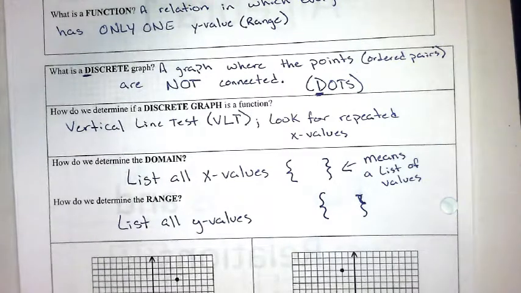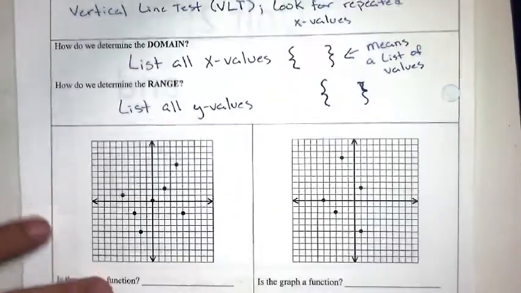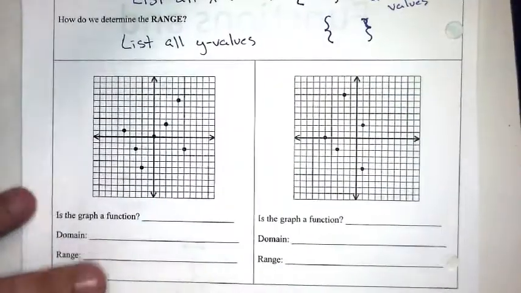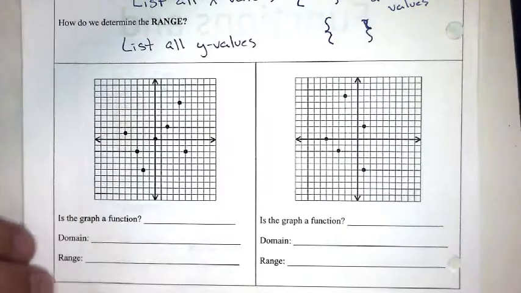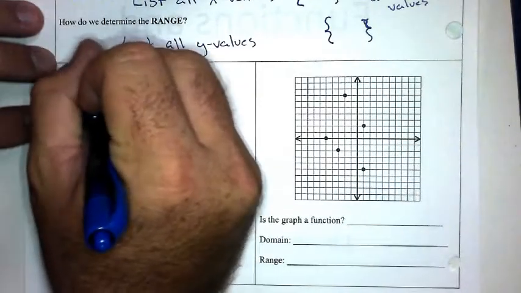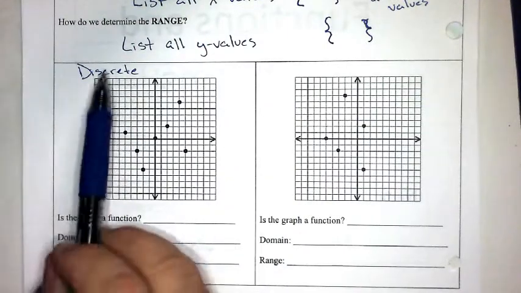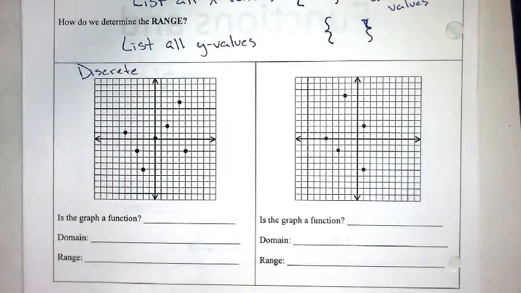Alright, so now we've identified all our key vocab terms. Let's put it into practice. I have two graphs here. We're only going to look at the left-hand graph right now. Now this graph has a bunch of dots on it. If you have a bunch of dots, that means your graph is discrete. I just want us to get into the habit of identifying continuous and discrete, and I know this is automatically discrete, but I want us to get into the habit of identifying those.